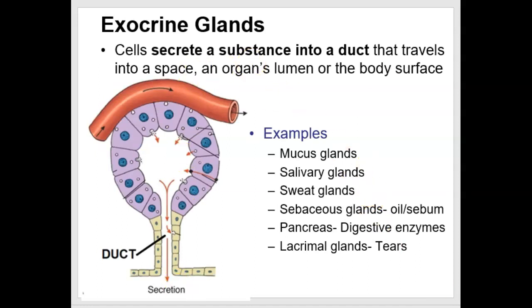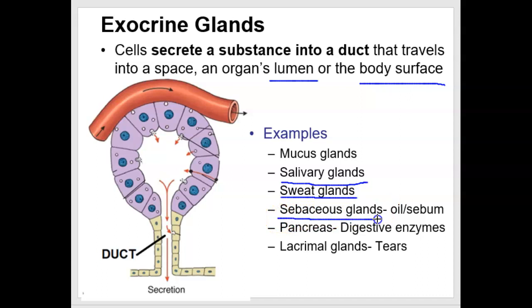Exocrine glands secrete a substance that goes into a duct to get into a space. And the space that it's trying to get into is either the lumen of an organ or out to your body surface. So for example, your salivary glands. The saliva is secreted into your mouth, right? Sweat glands. The sweat is secreted to the outside of your body.